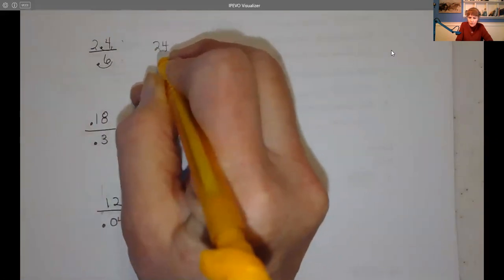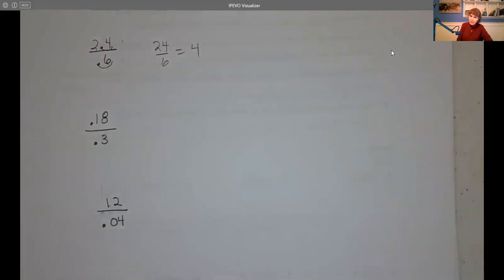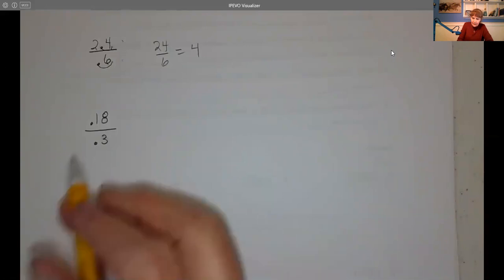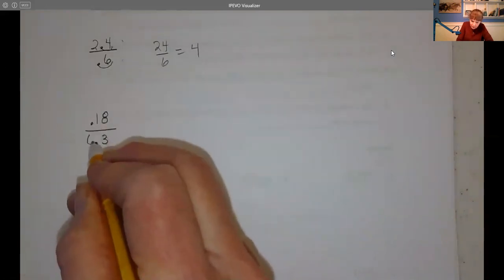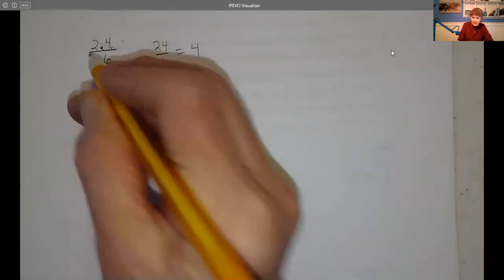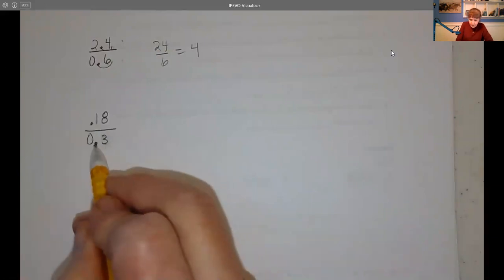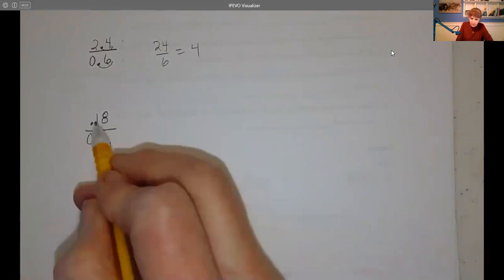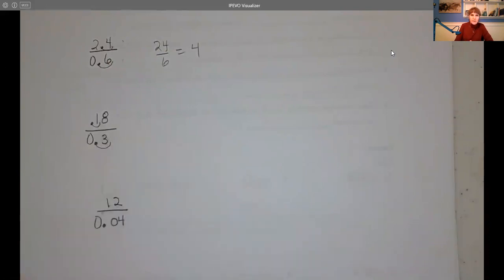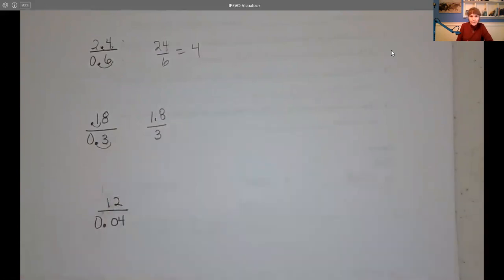So this is 24 divided by 6, which is 4. And that's something you could maybe do in your head. But now here, look at this. We have this 0.3. Actually, I forget, I should put the 0 there on those, and I don't. I will. So here I'm going to move the decimal over once. That makes that bottom number a whole number, which means I have to move this over once. So it's 1.8 divided by 3.